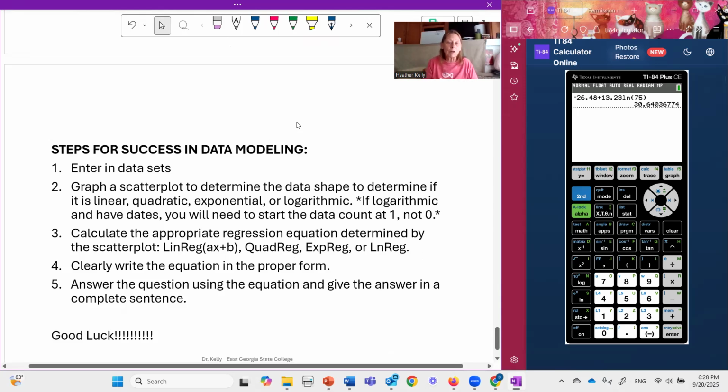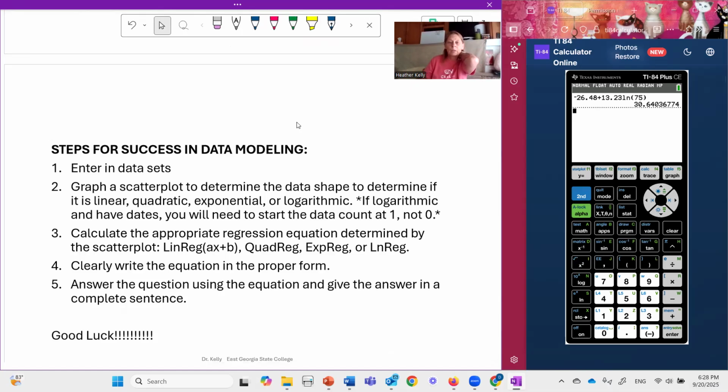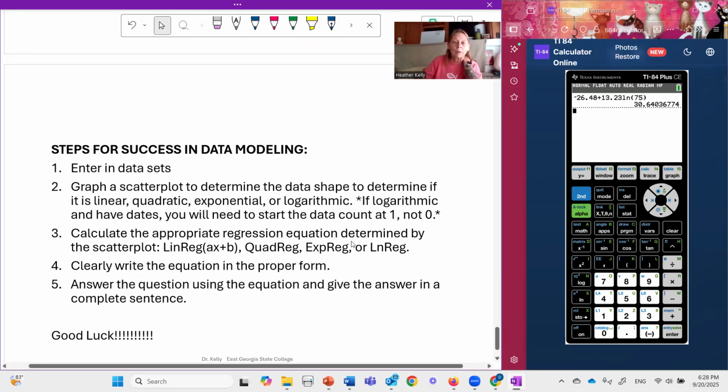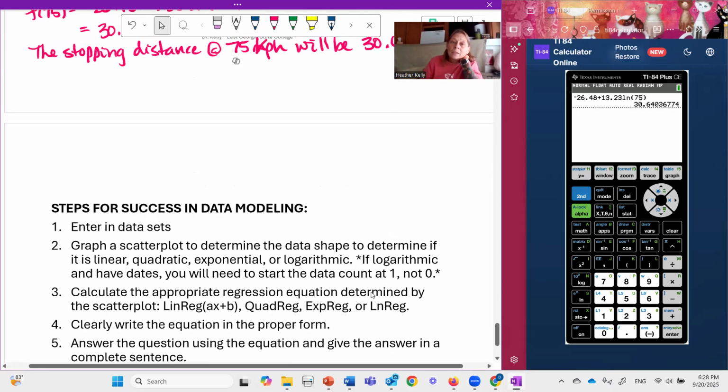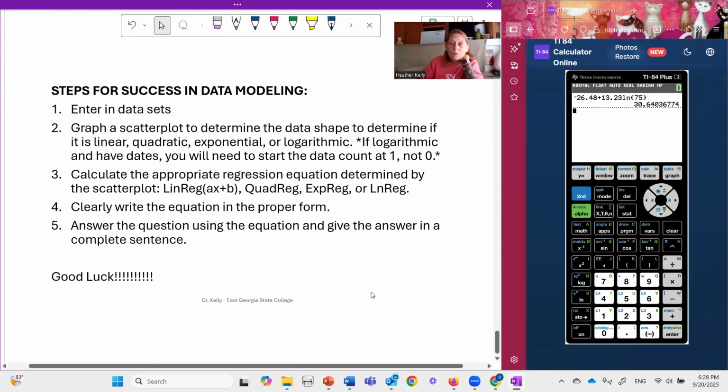Calculate the appropriate regression equation determined by the scatter plot. You're either going to use the linreg, ax plus b, the quadreg, the exp reg, or the ln reg. Clearly write the equation in the proper form and answer the question using an equation and give the answer in a complete sentence. Okay, you guys got it all now.